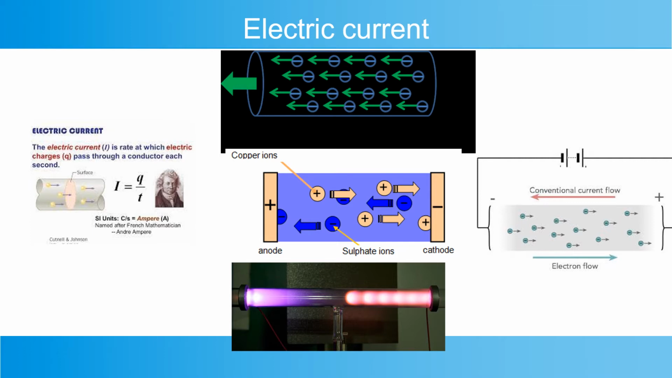Electric current is measured by the amount of electric charges crossing a point in an electric circuit in unit time. It is the rate of flow of charges. Electric charges can be either electrons or ions. Electric current is measured in ampere.